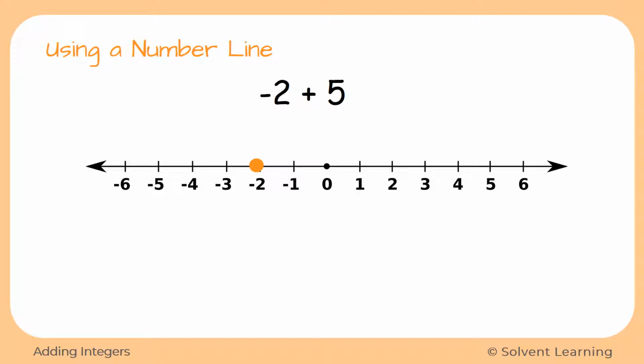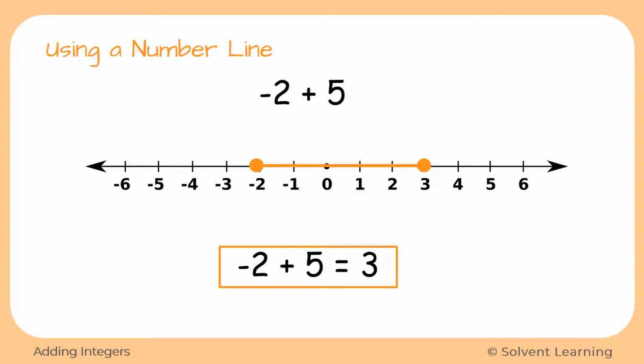So here we go. 1, 2, 3, 4, 5, and we can see that we end up at +3. Wherever you end up, that's your answer. So once again, we can see that the -2 plus 5 will equal +3.